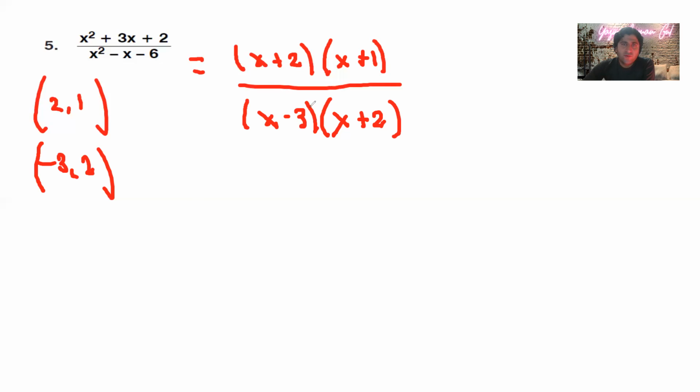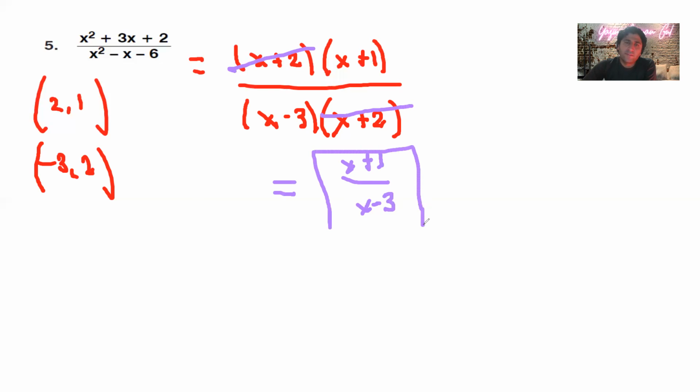Then here again, I'm going to look for the same ones and cancel them out. I have x plus 2, I have x plus 2, they will be cancelled out. Then what is left is, on top I have x plus 1, and at the bottom I have x minus 3. And that is going to be the answer, because the x plus 2 cancel each other. Okay.